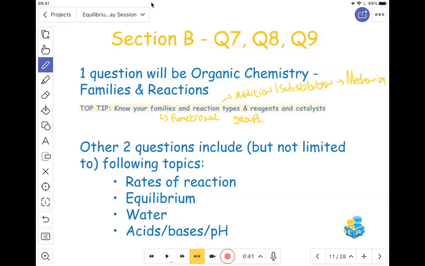Then question 7 and 9, which are the other 2 questions, would be made up of the following topics, but not limited to. This is just in the past, the key topics that have come up here: rates of reaction, equilibrium, water, acids, bases, and pH. And we'll focus on the equilibrium bit in a few moments.